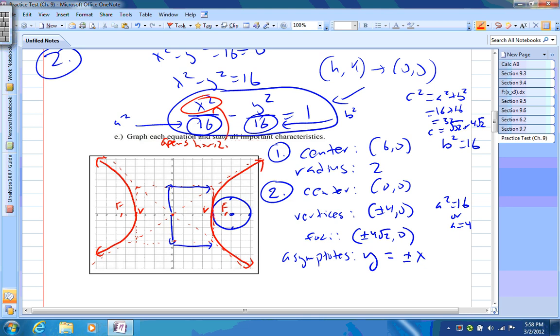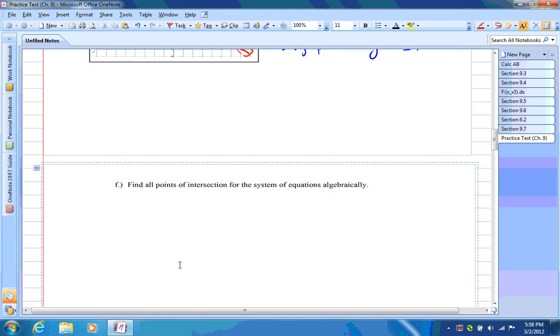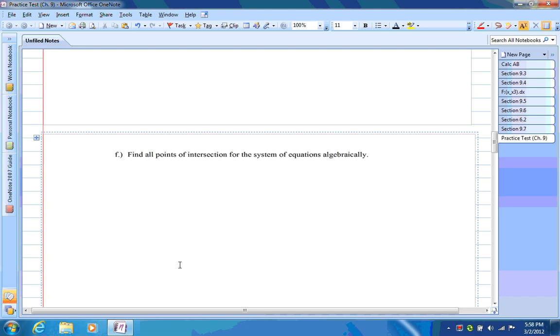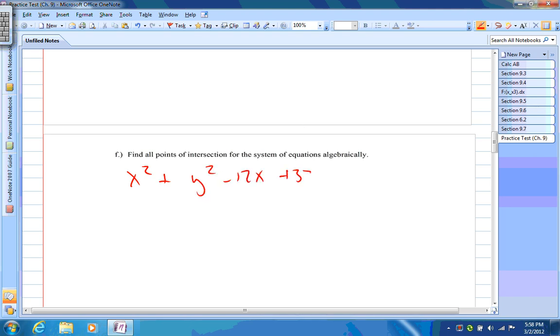Okay, so that covers the graphing part. Then lastly, for part F, you're asked to find all points of intersection for the system of equations algebraically. Well, by looking at it, we can see it crosses once, so it looks like it crosses at 4, 0. But really, we just want to prove it algebraically. So here is the first equation, x squared plus y squared minus 12x plus 32 equals 0. x squared minus y squared minus 16 equals 0.